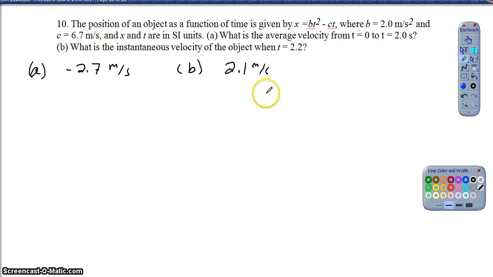So if you got either one of those wrong or just want to review this, obviously you can continue to listen.